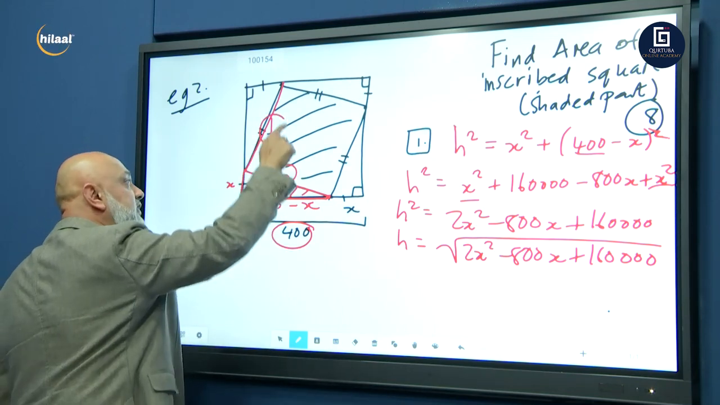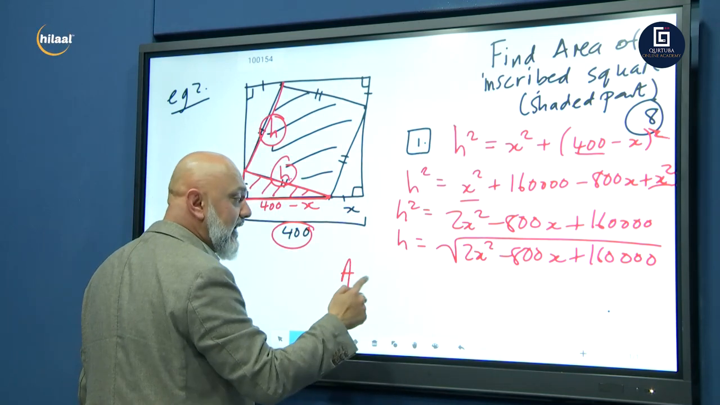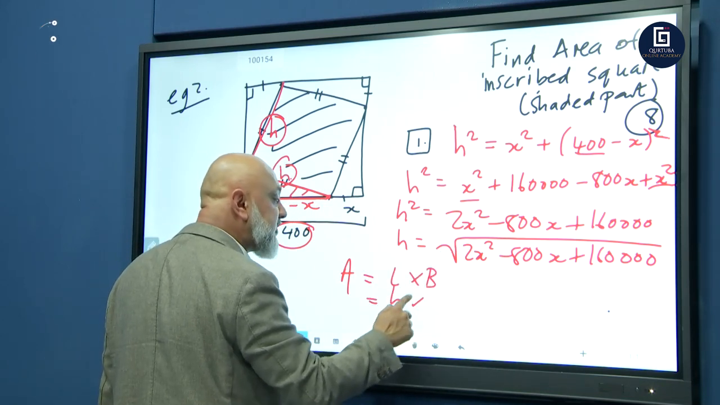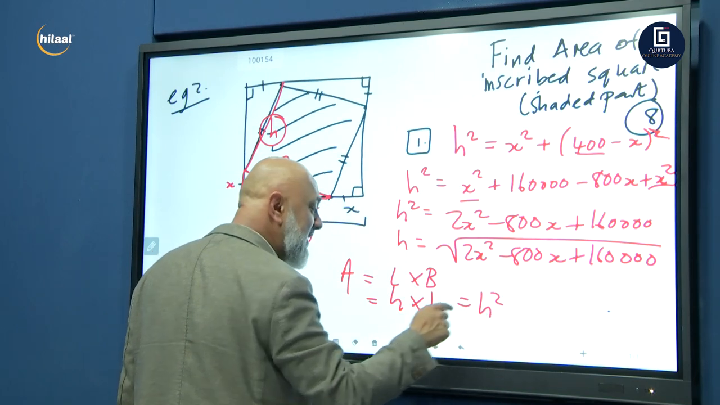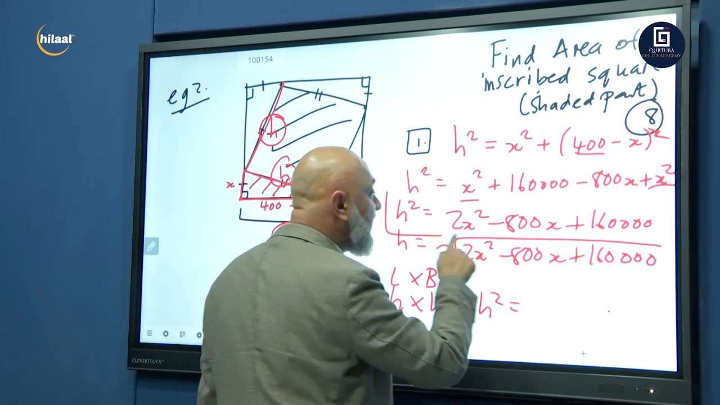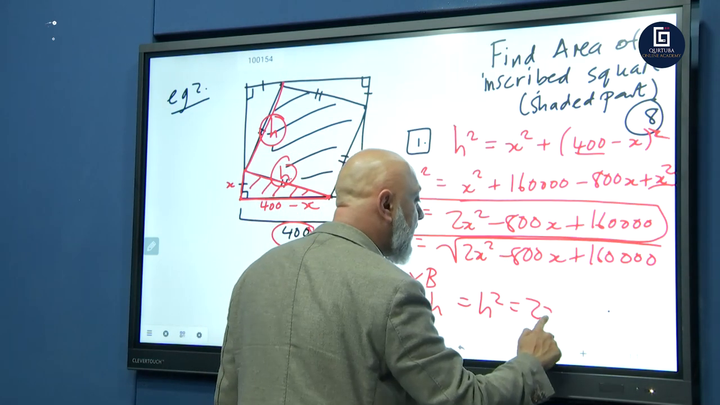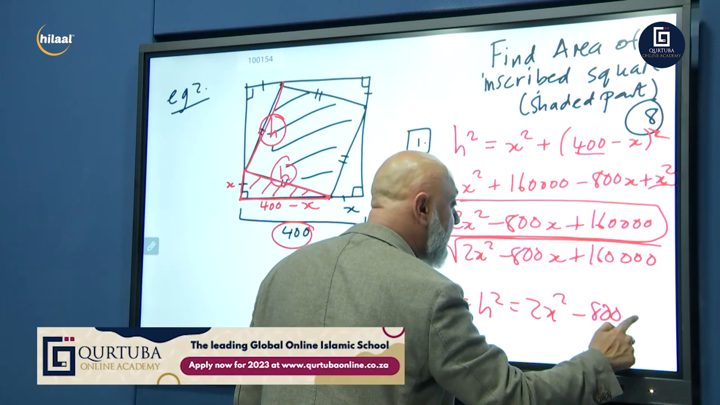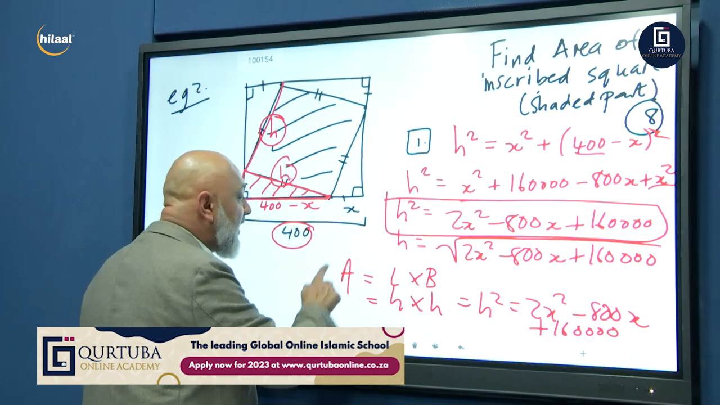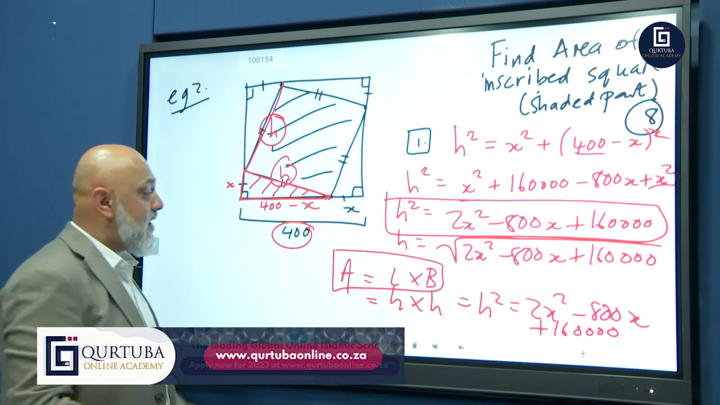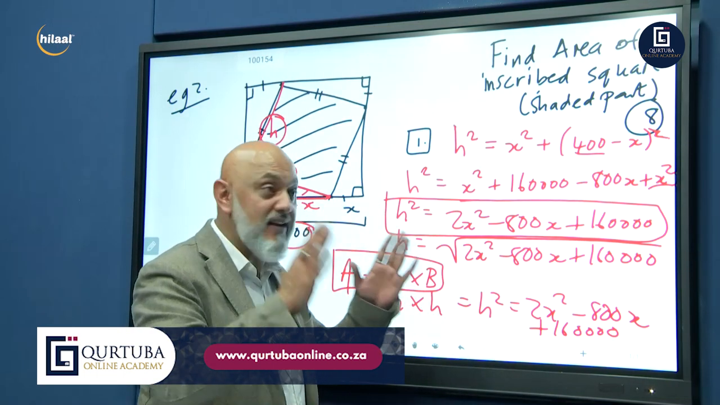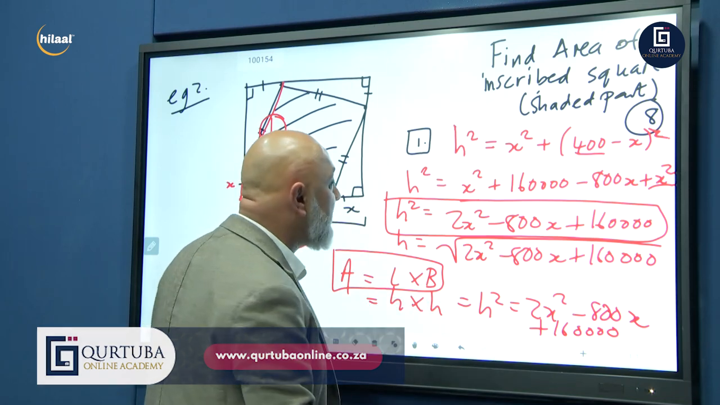And that's also h. So therefore, area is equal to length times breadth, which is equal to h times h, which is equal to h squared, right? What was h squared equal to? 2x squared minus 800x plus 160,000. And that is your area in terms of x. But what do we need to do? We don't want it in terms of x. We want the actual area of that shaded part. So now we're going to find the derivative.